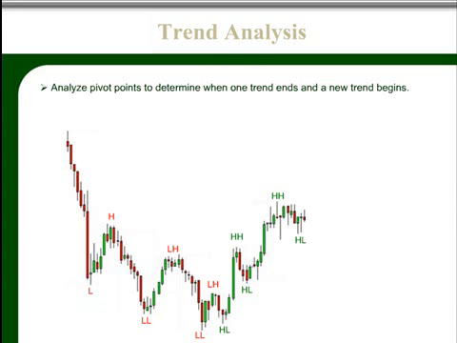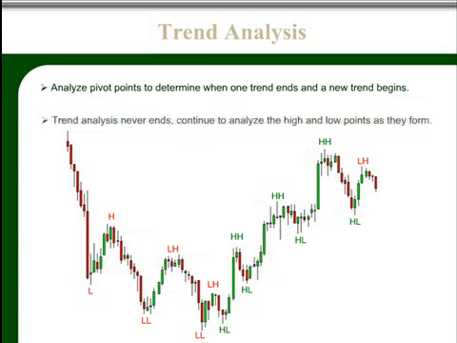Prices decline and form a higher low. Prices rally and form a higher high. Prices decline and form a higher low. Prices rally and form a lower high. The rules for an uptrend have been violated, which ends the uptrend. Trend analysis never ends. Continue to analyze the high and low points as they form.